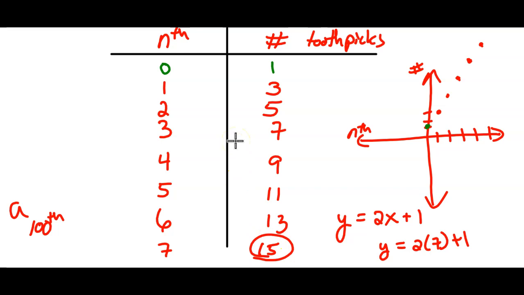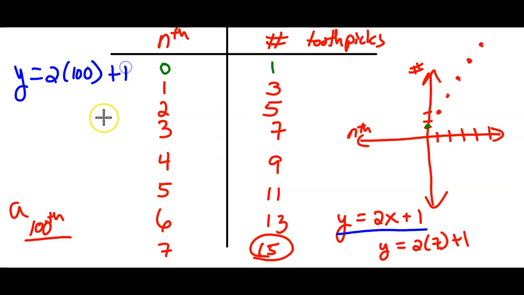Now, if you want to know how many the 100th term would have in it, you can put it into this equation here. You can say that y equals 2 times 100 plus 1, or 201 toothpicks. So the 100th term would require that many toothpicks to get it going.